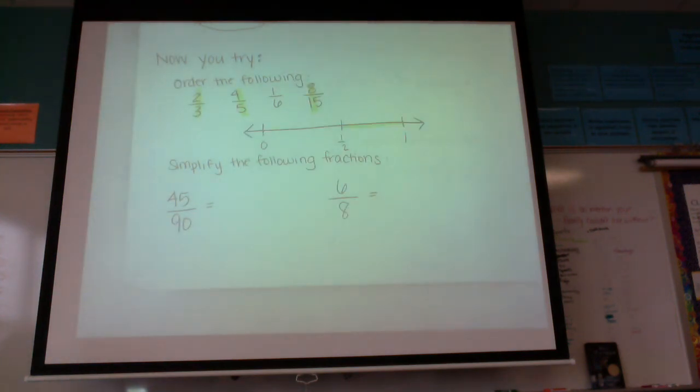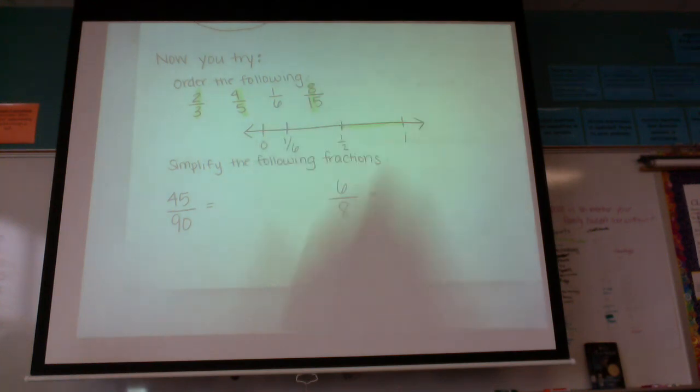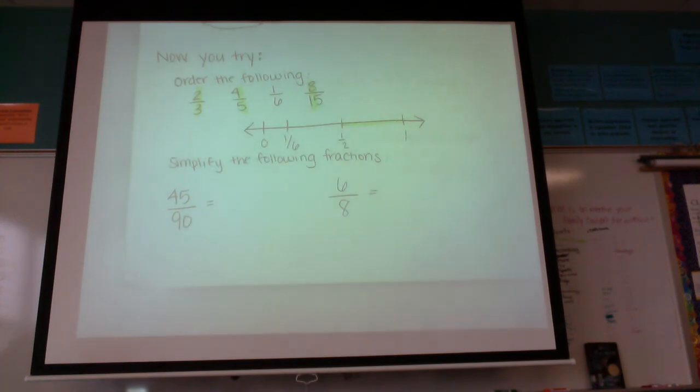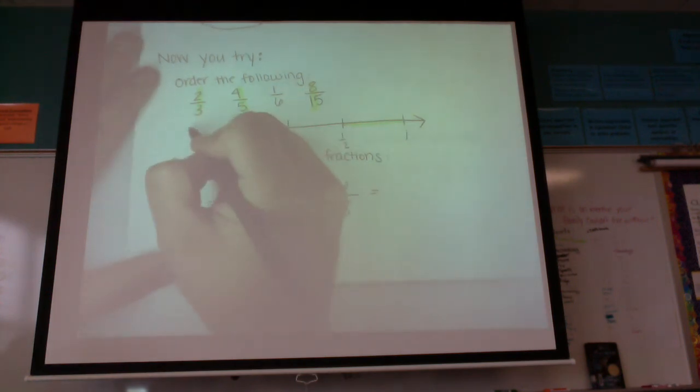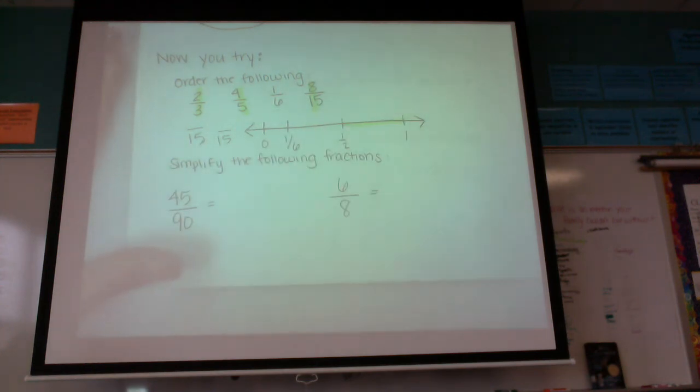Okay. Well, I know 1/6 is going to be somewhere over here. Now I need to order the other ones. So, which strategy did you do? Did you try putting them in common denominators? If you did, you have a 3, a 5, and a 15, and I can easily see that the common denominator there is going to be 15. And that last fraction's already at a 15, so it's done for me.